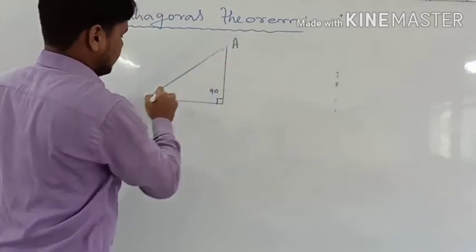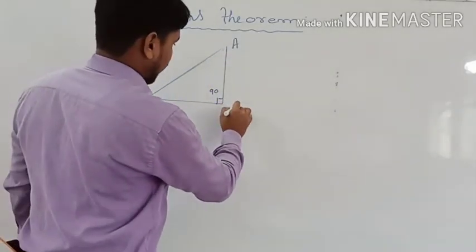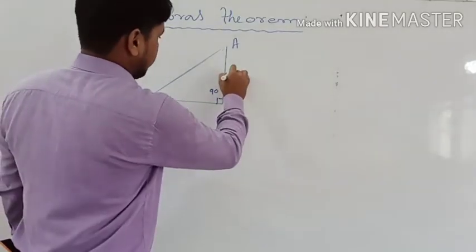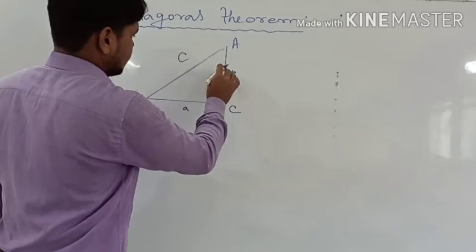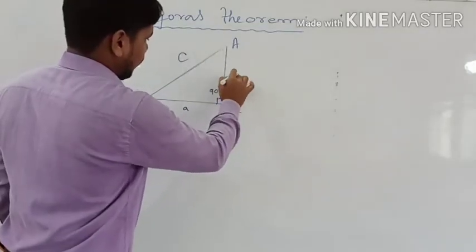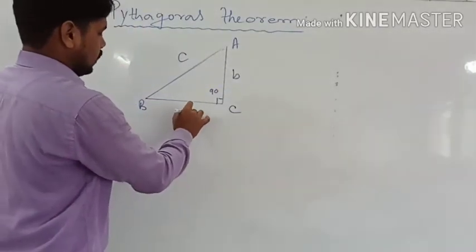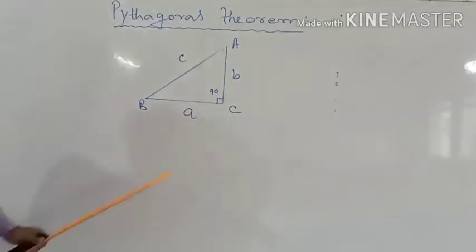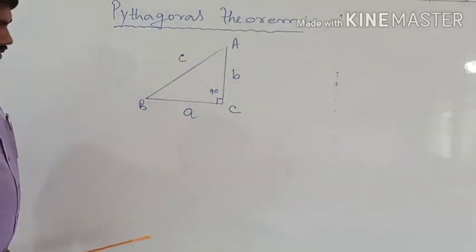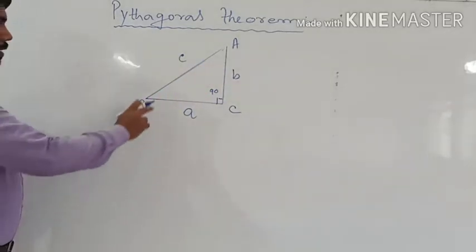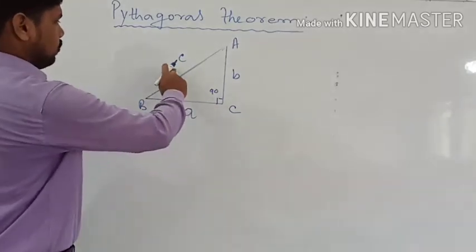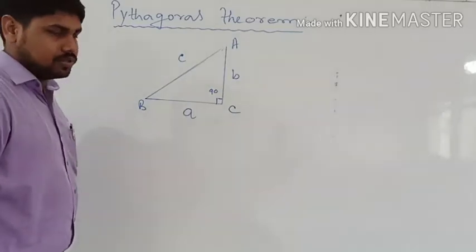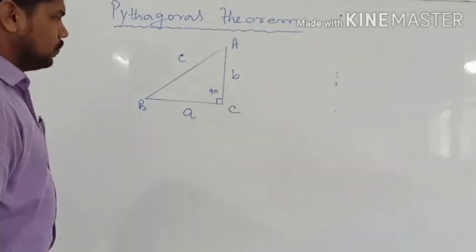And suppose I am considering this A, B and C, and suppose the measurement of this side is a, measurement of this side is b, and measurement of this side is c. Okay, I have taken a, b, c small here. So suppose a, b and c, these are the three measurements of this right triangle. So this is the hypotenuse. Okay, this is the hypotenuse and these are the other two sides of the right triangle, which are known as the arms also.